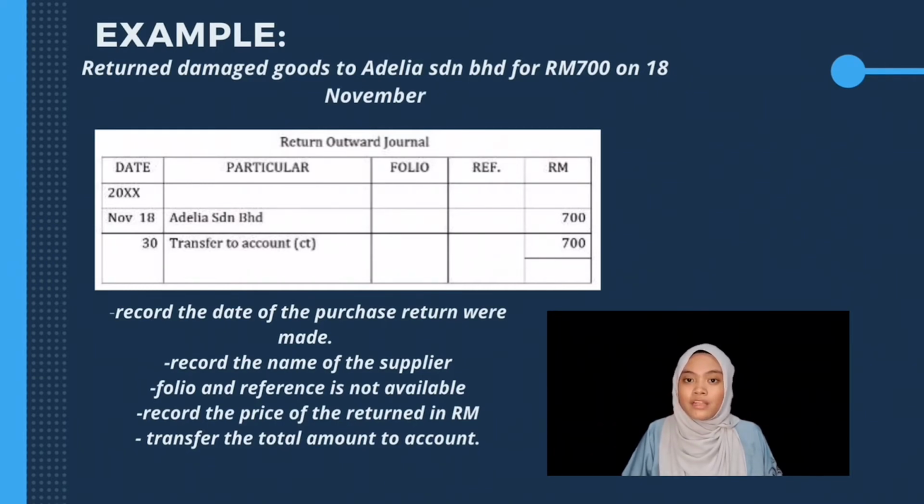Next, the folio and the reference are not available. Therefore, we don't need to record anything in those columns. Next, we record the price of the return in RM. Lastly, we transfer the total amount to the account. And that's all for the return outwards journal.